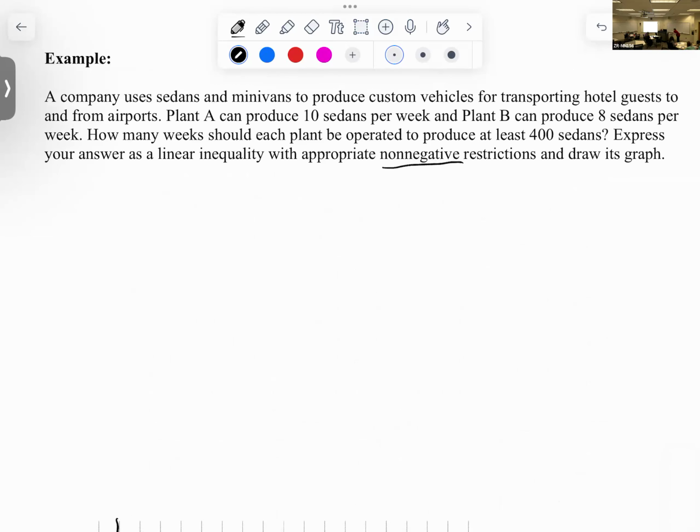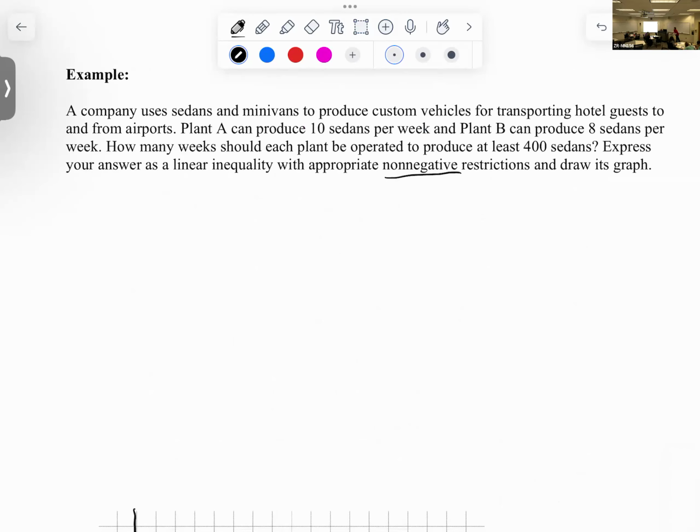All right, in the wording here, what indicates that this is an inequality versus just equality, you know, y equals 5x plus 7? At least 400. At least, okay, right? This is what I was emphasizing on the quiz. At least, at most, all right? Make sure that you're paying attention to that wording, okay? That's what indicates this is an inequality.